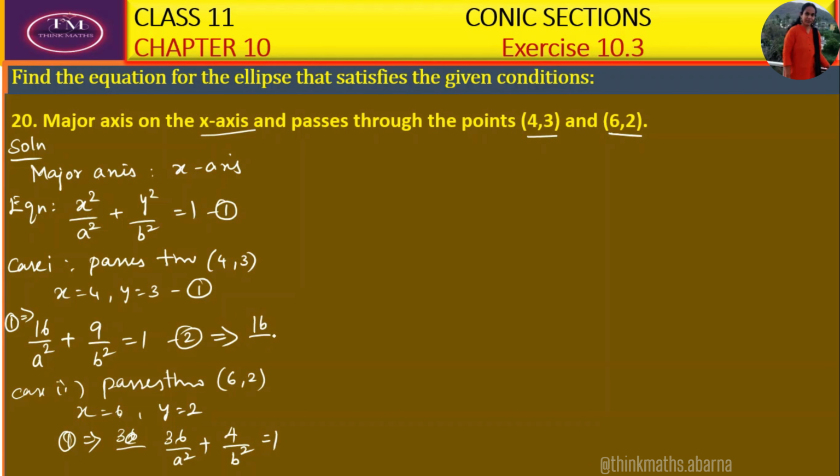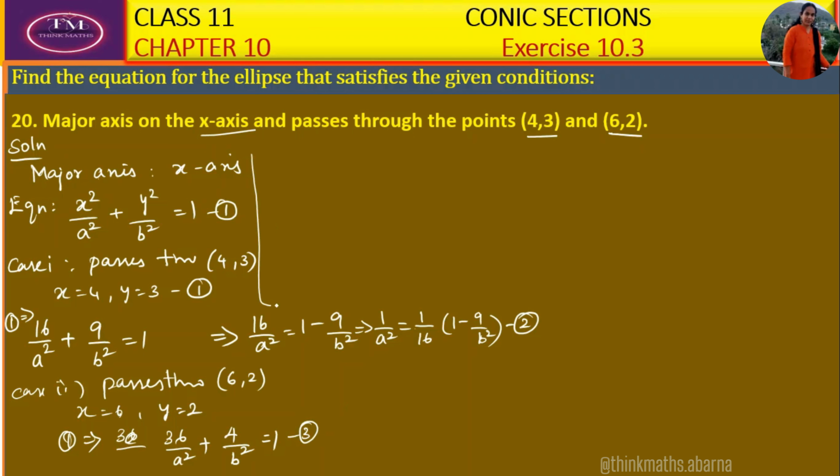So here 16 by a square equal to 1 minus 9 by b square. So that means 1 by a square will be, this 16 is in numerator, so it will come to denominator. So 1 by 16 into 1 minus 9 by b square. So this is the value of 1 by a square. So we are going to substitute this. We will keep this as 2. So this is the second one and this is the third one.